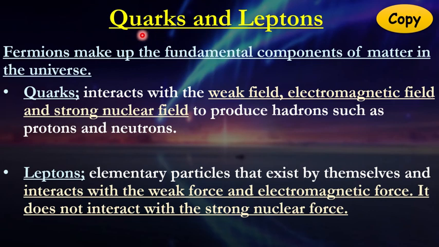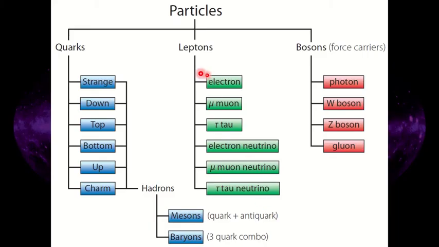So next one we have, as we do a quick summary, quarks and leptons. They are fermions. Quarks will interact with the weak field, the electromagnetic field, and the strong nuclear field to produce hadrons like protons and neutrons. Okay, so these are the things that will create larger entities. Leptons, they will interact with the weak force and the electromagnetic force, but they don't interact with the strong nuclear force. So they're not going to combine to make a larger constituent.